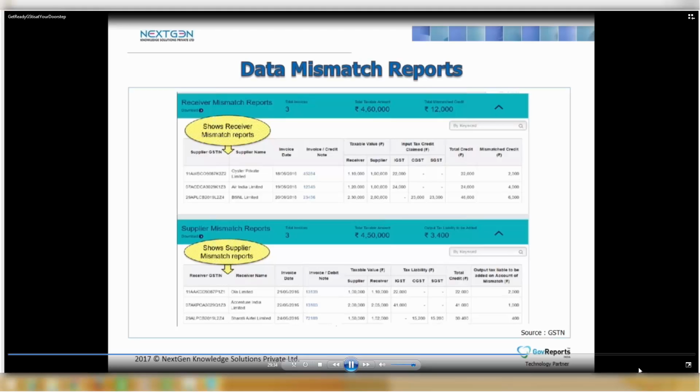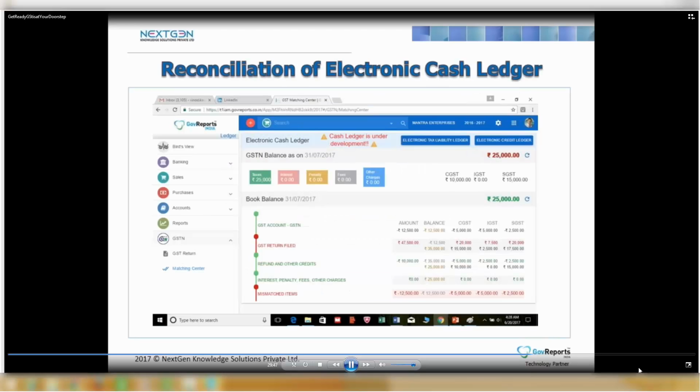Then in case of the second invoice, the taxable value as per supplier is rupees 2 lakh and as per receiver it is 2,05,000. So the difference in taxable value is rupees 1,000 only. Then in case of the third invoice, the taxable value as per supplier is rupees 1,50,000 and as per receiver is rupees 1,52,000. So the difference is rupees 400. So these are the mismatch reports which taxpayers will be downloading from the GSP portal and reconciling.